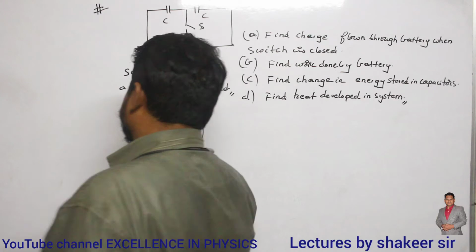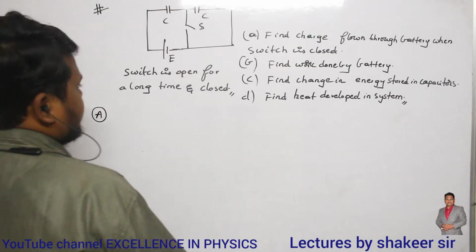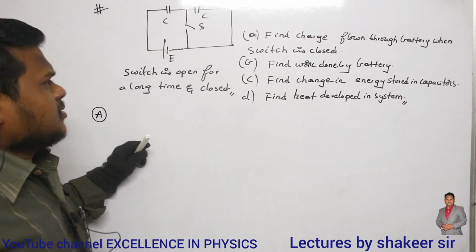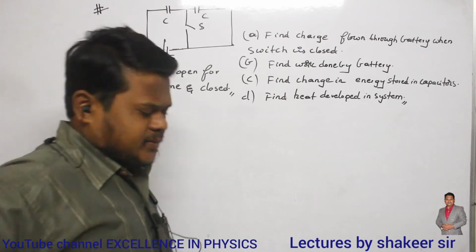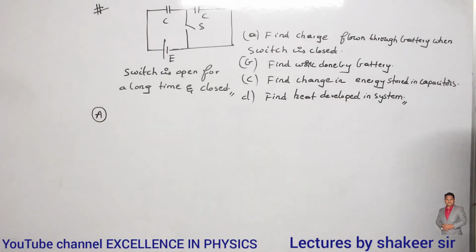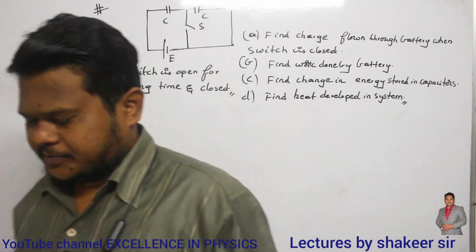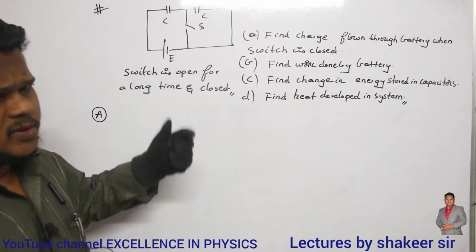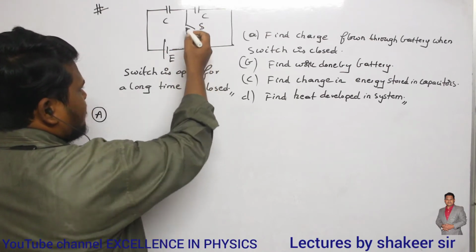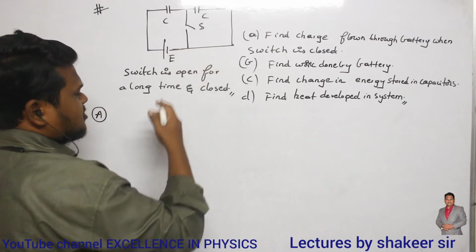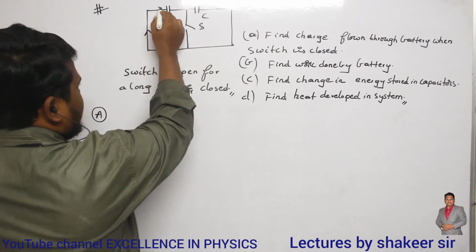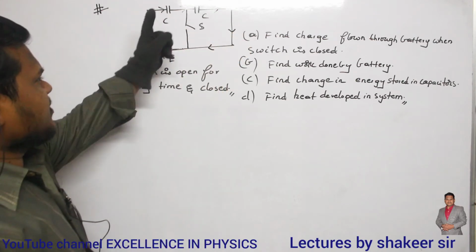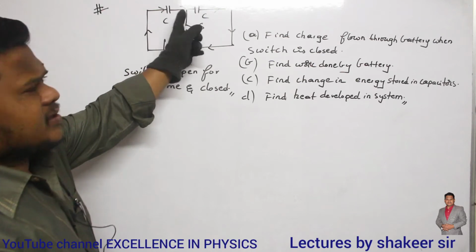Let us see here. When this switch was in open condition, what is the capacitance of this circuit? Can you say? When the switch is open, charge cannot flow through this branch. So charge can flow only like this. In which condition? When the switch is open. It means this capacitor and this capacitor are connected in series connection.